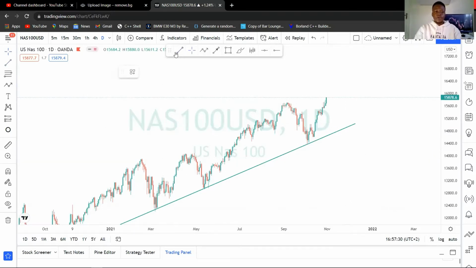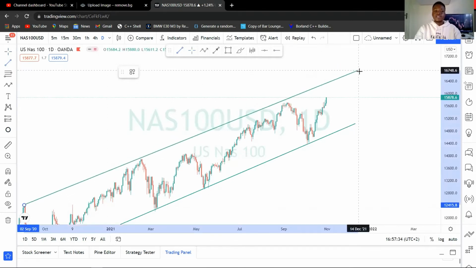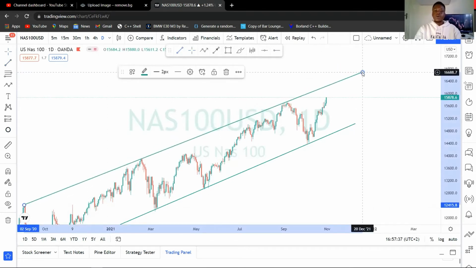On the daily time frame, we're also having a resistance trend line. This is the resistance trend line. You know, at support you buy and then at resistance you sell. So this is your uptrend, which is trapped in your up channel. This is a sort of rising wedge.